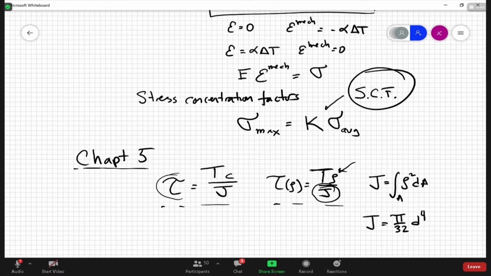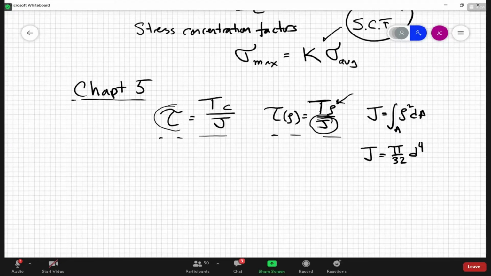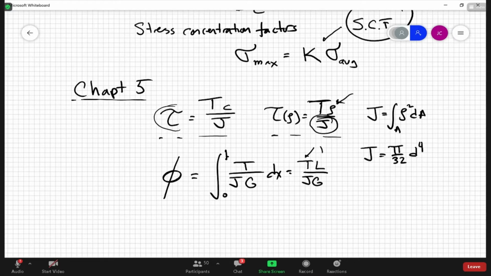And then the last one is just to be able to calculate the angle of twist, which technically is the integral from 0 to L of the internal torque T over J times G, integrated over X. But again, just like the axial elongation, if these quantities are constant in the section, we're just left with TL over JG. And remember, this torque is the internal torque that we get from a free body diagram. You don't just grab the nearest externally applied torque to that point.